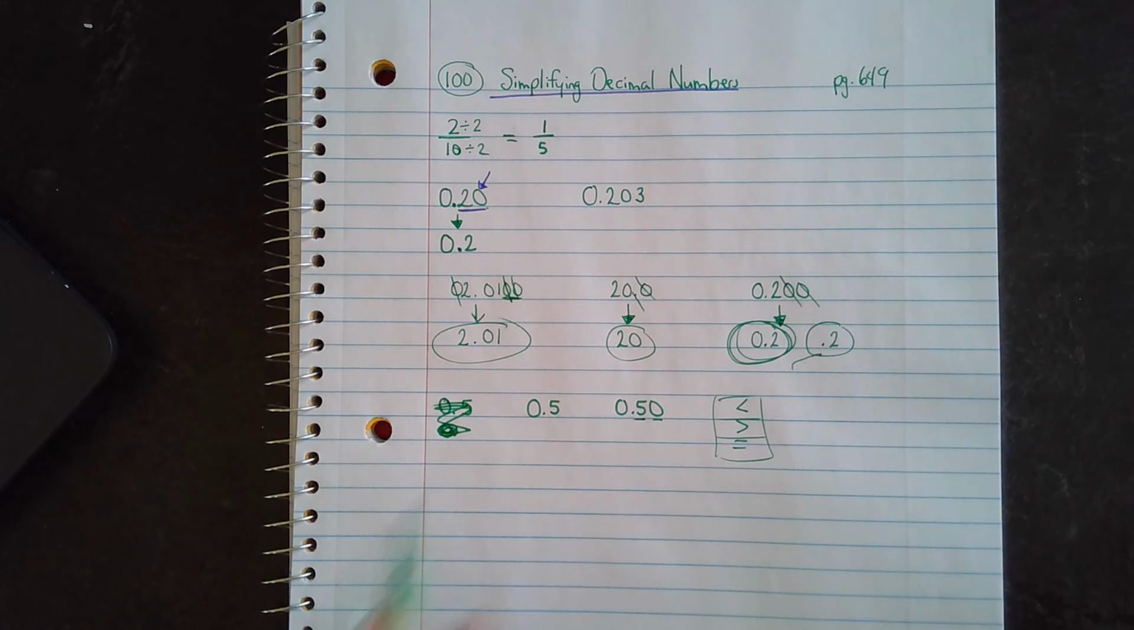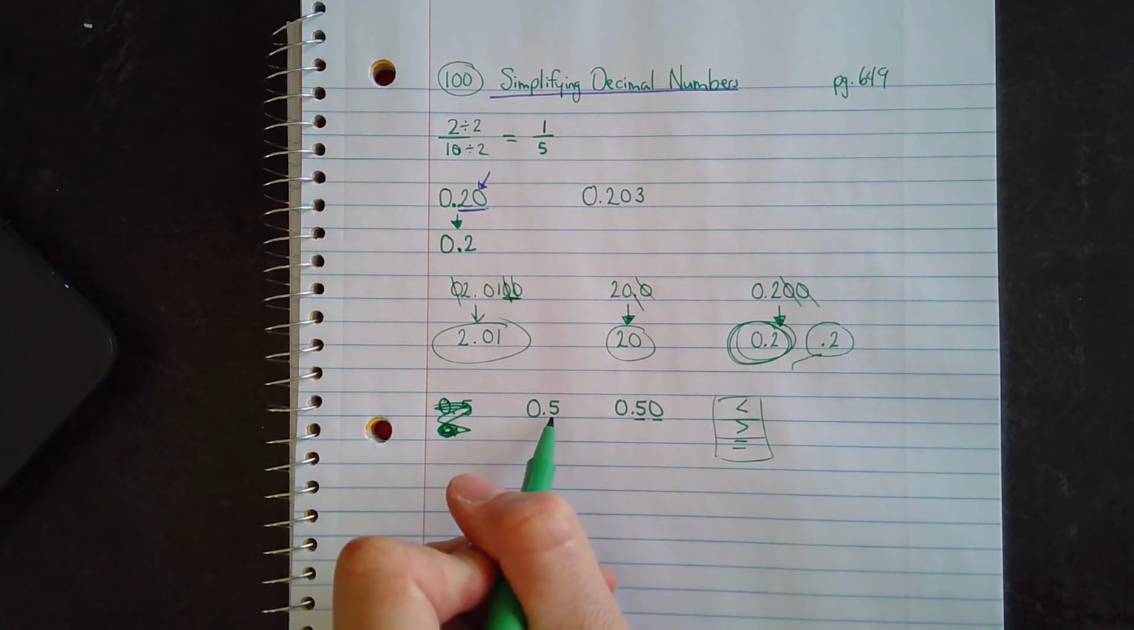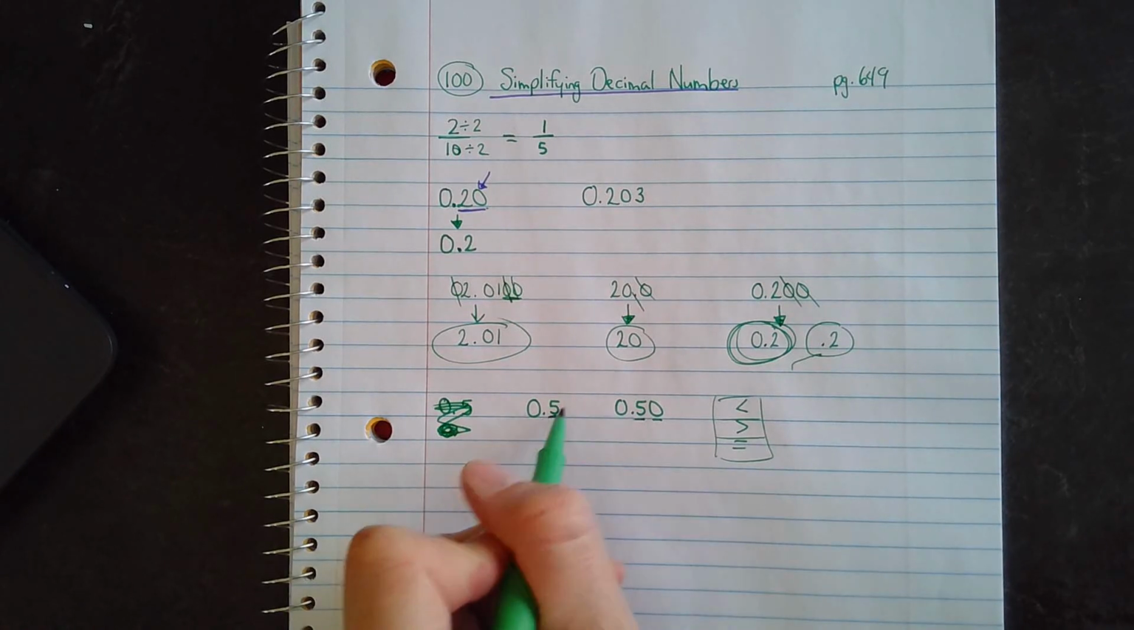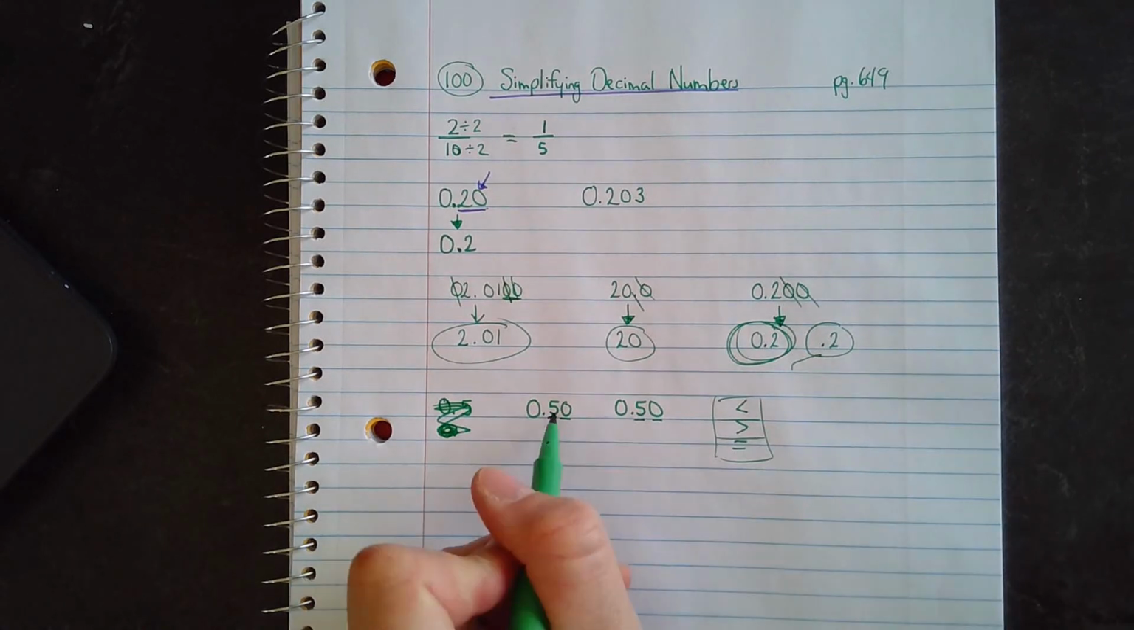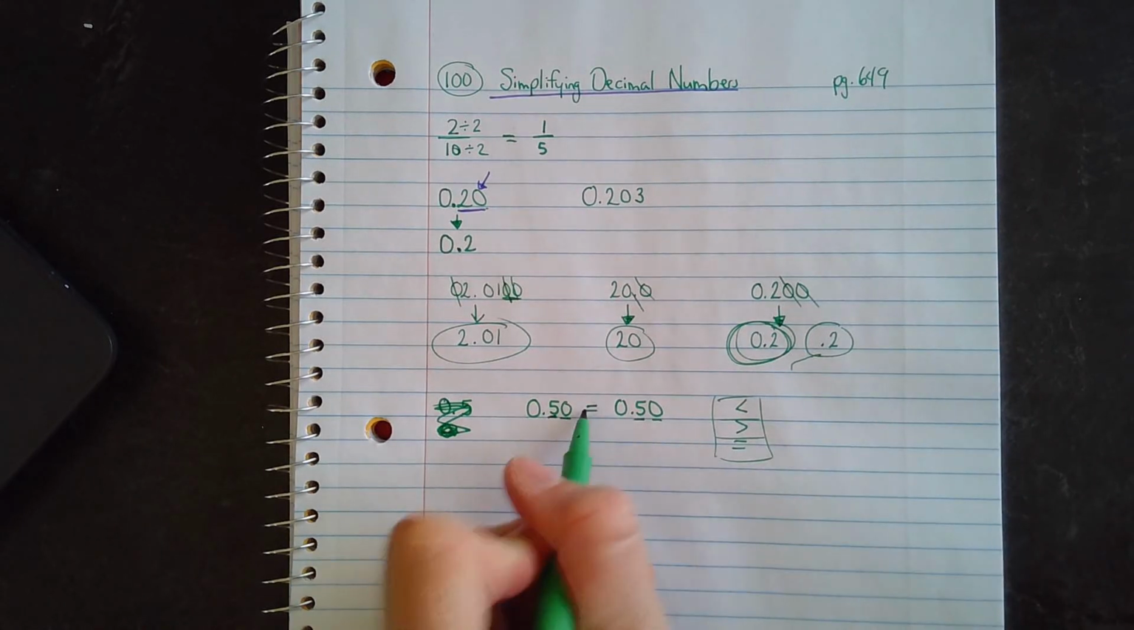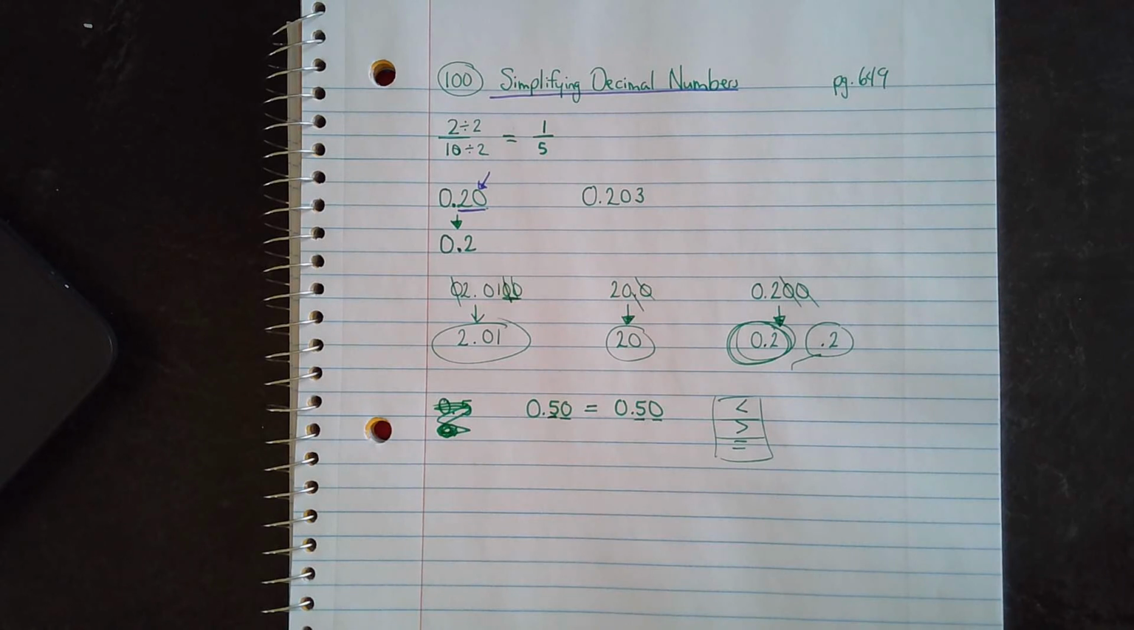So this is one of those situations where we would want to add a 0 to the right, because now it's much easier for us to compare these two numbers, because we can see that they are actually equal to each other. 5/10 and 50/100 have the same value.